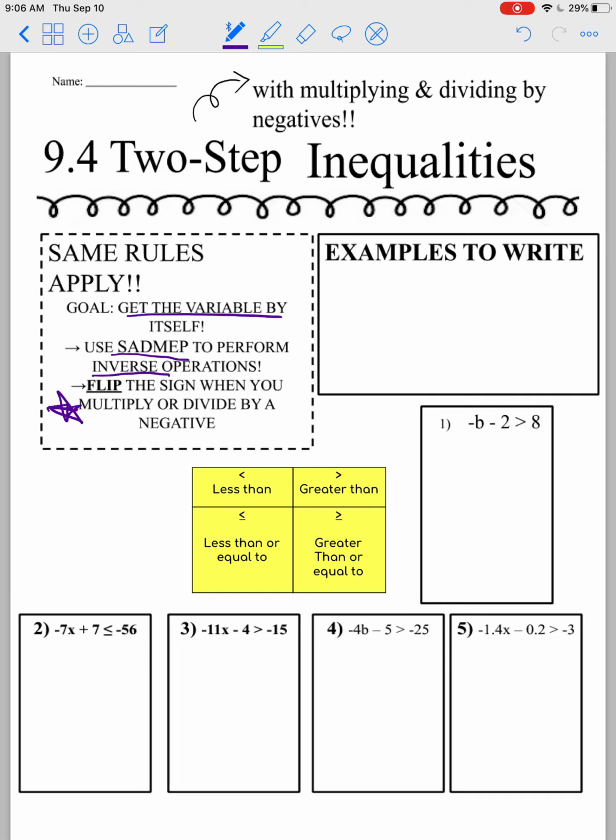Here's the kicker. When you're multiplying or dividing by a negative number, you have to flip the inequality. And I'll show you what I'm talking about. Let's look at number 1.